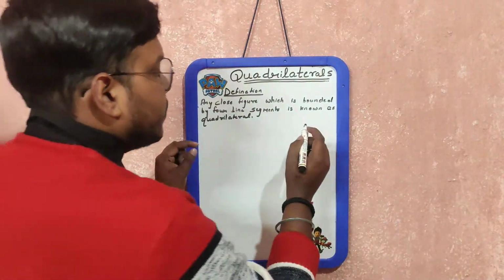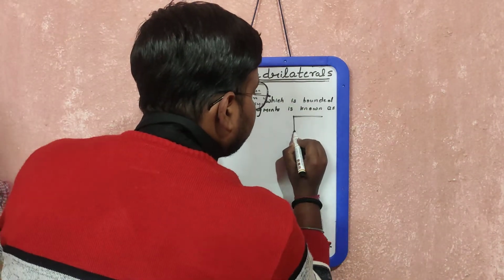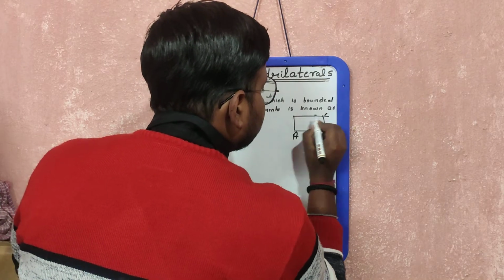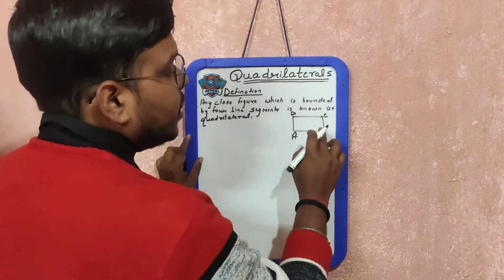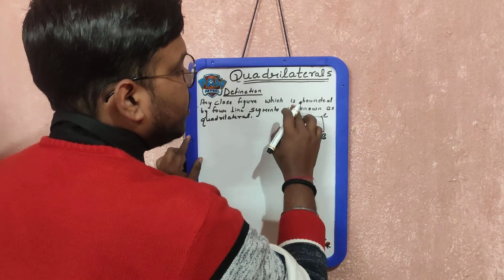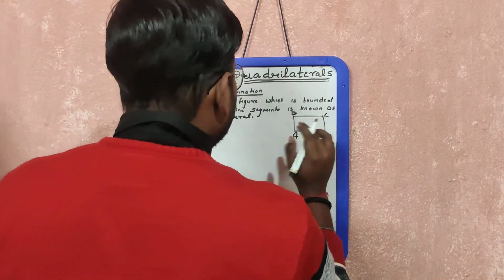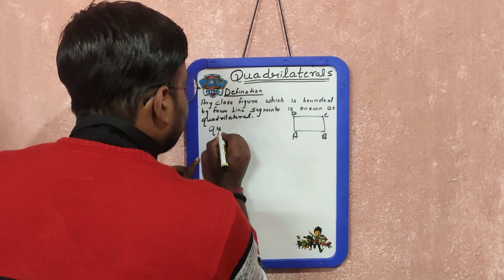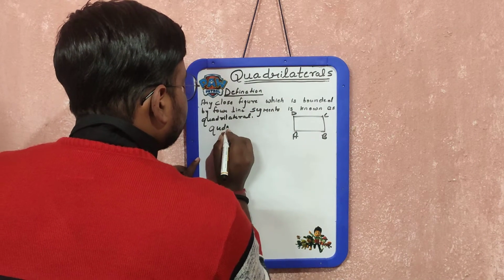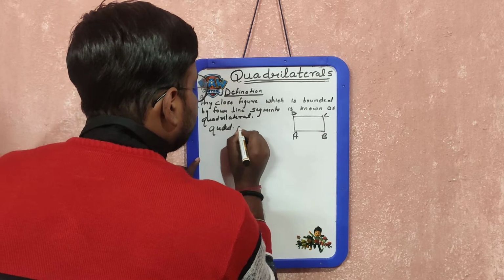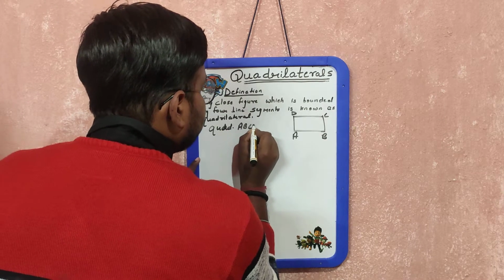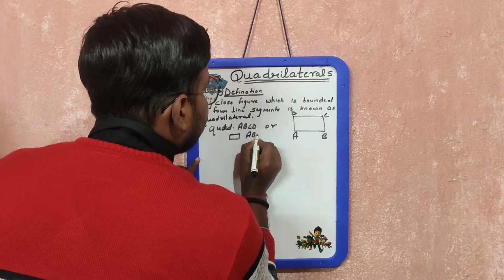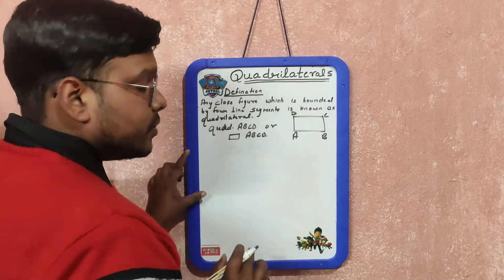That means any closed figure. For example, let's say here figure ABCD. Here four line segments AB, BC, CD and DA are bounded and form a quadrilateral. We can write quadrilateral ABCD, or we can give the symbol, quadrilateral ABCD.